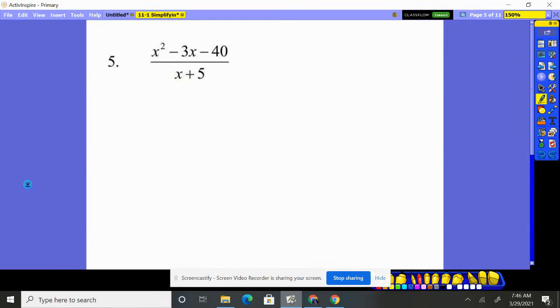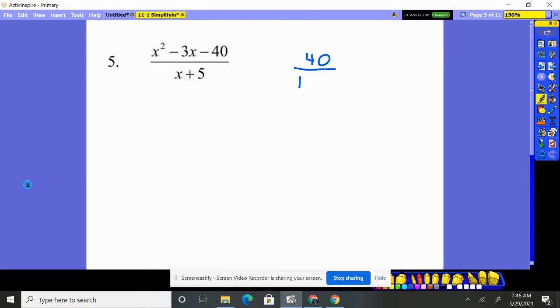Number 5, we want to simplify this fraction. Well, the only way it's going to simplify is if the top factors to an x plus 5 times something, and the x plus 5s cancel out or simplify out to become 1. So what can the top simplify to?